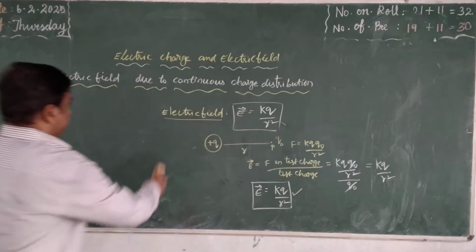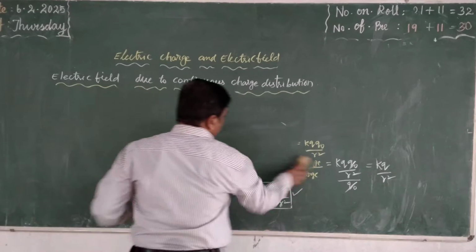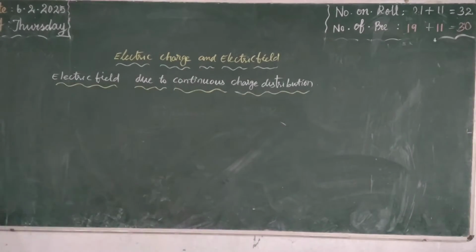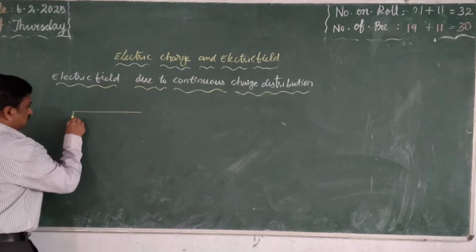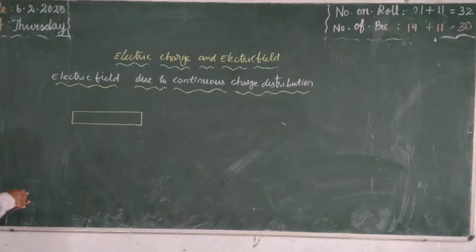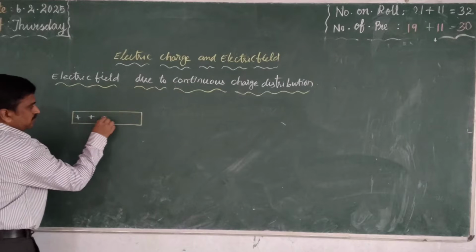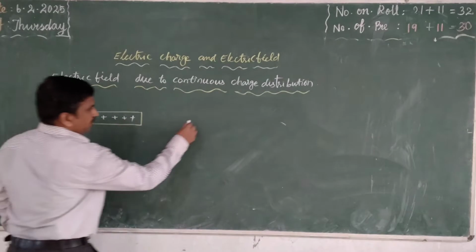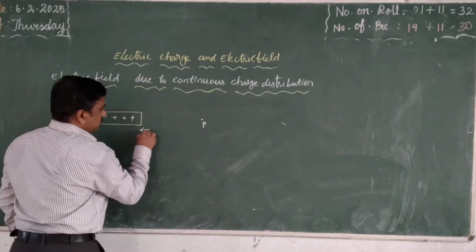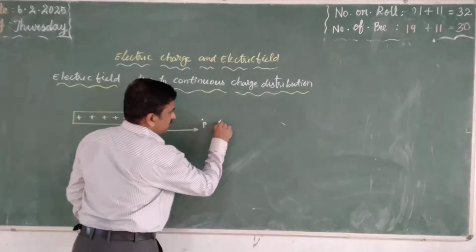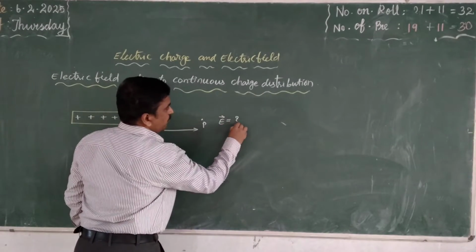Now we discuss electric field due to continuous charge. For example, continuous charge means like this. We can take this as a continuous charged particle, like an iron rod. It has a plus continuous charge. At point P, at some distance from this continuous charged object, what is the electric field? How do we find this electric field?